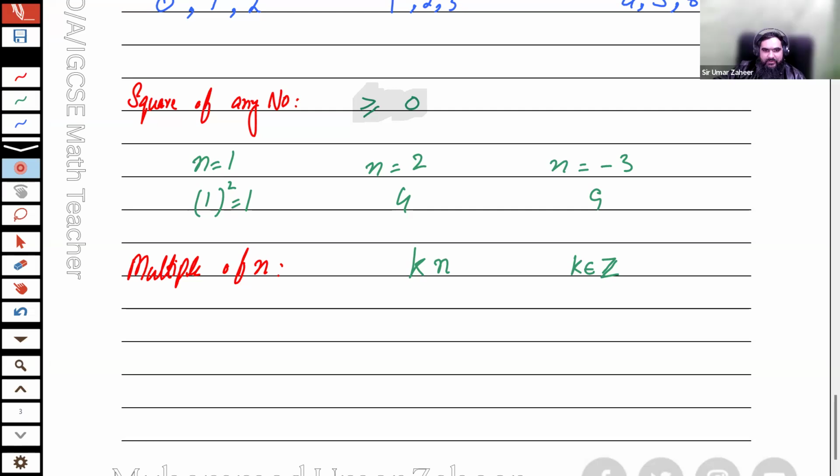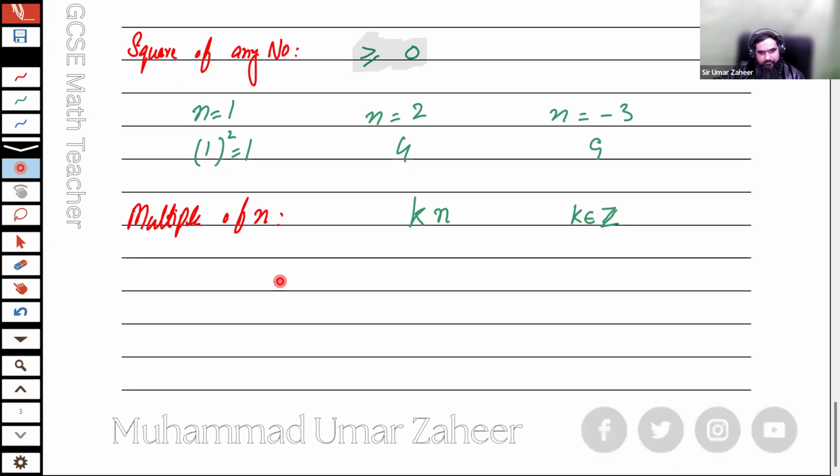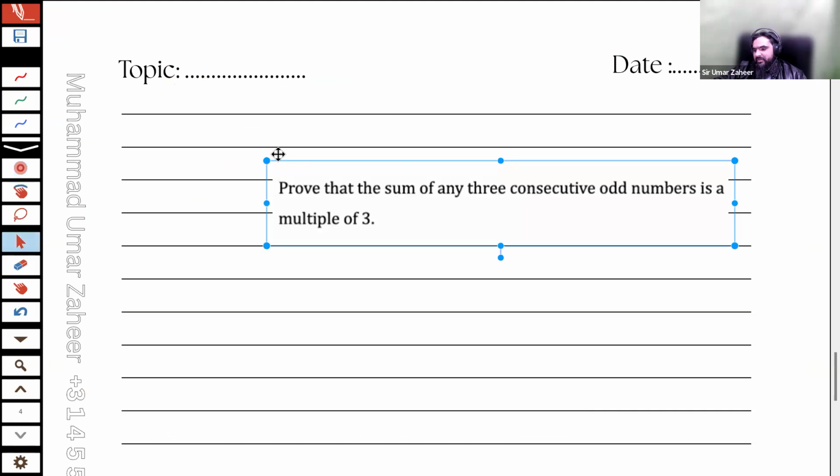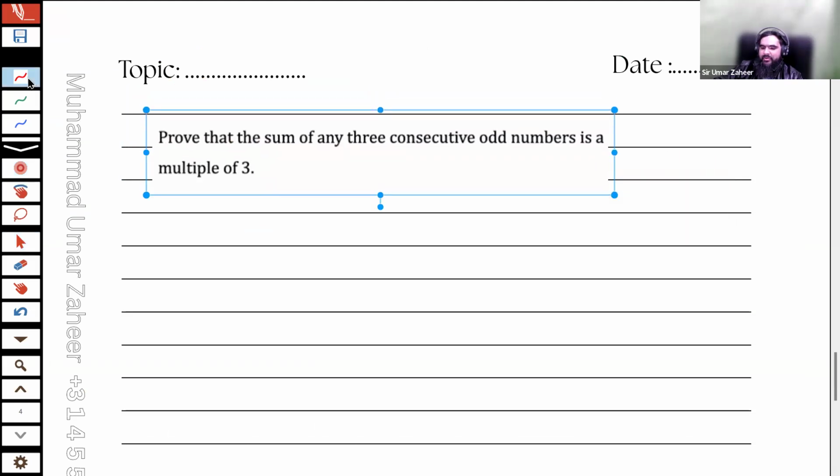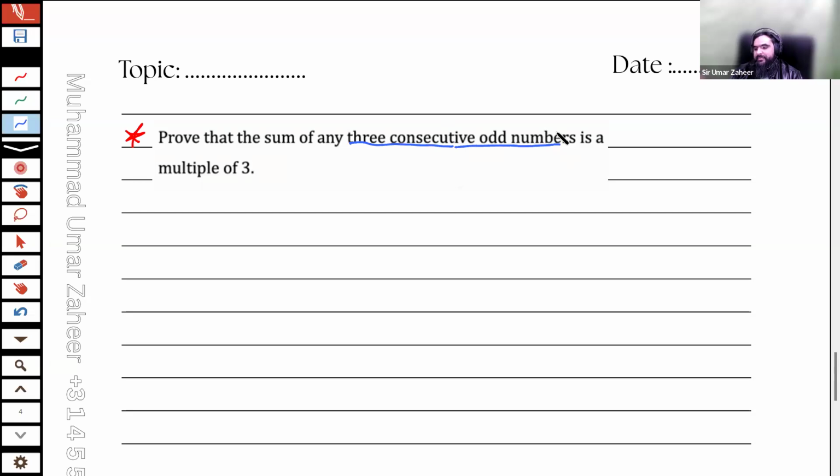All right. Here's an example question. We are not going to talk about any specific method. We have different ways to prove them. Let's say it's a general one. Prove that the sum of any three consecutive odd numbers is a multiple of 3. So first, obviously, we need to take the odd number.